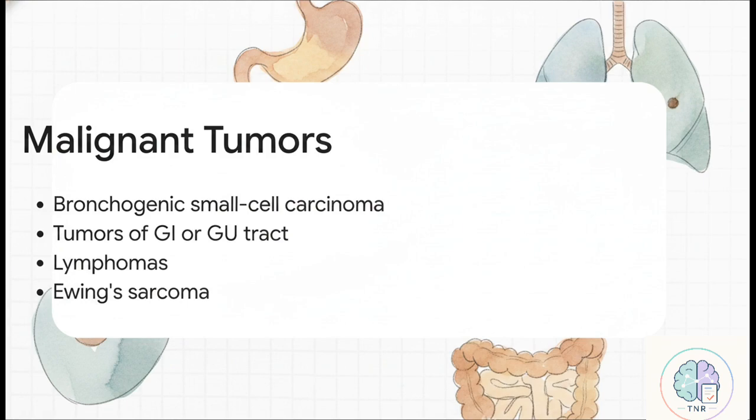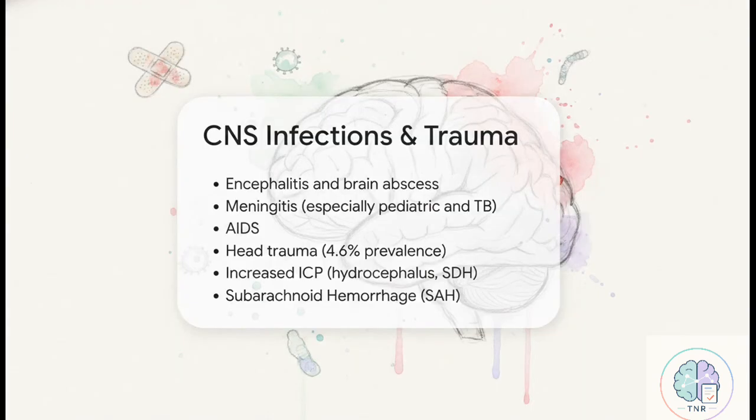But definitely don't forget that tumors of the GI or genitourinary tracts, lymphomas, and even Ewing sarcoma can also drive this exact same syndrome. Moving to the brain, the central nervous system is highly sensitive. Any irritation up there can cause the pituitary gland to just dump ADH. We see this a lot with infections like encephalitis, brain abscesses, and notably meningitis, especially in pediatric patients and in cases of TB. Head trauma is huge here too, carrying a 4.6% prevalence for triggering SIAD.